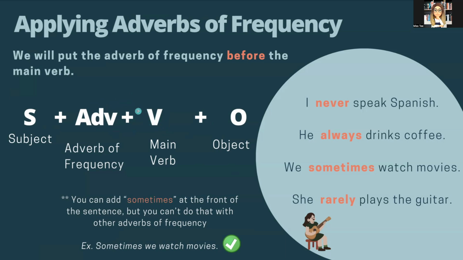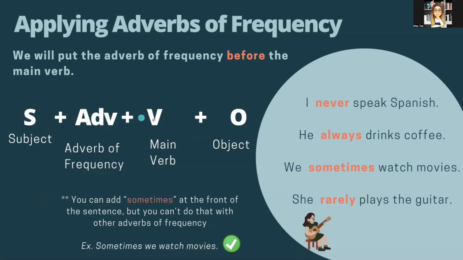There is one case where we don't always follow the structure or rule, and that is the case of the word sometimes. So you can see down here. You can add sometimes at the front of the sentence, but you can't do that with other adverbs of frequency. So you might hear it sometimes being put at the beginning. That's correct with this word. But in other adverbs of frequency, you can't do that. So what do I mean by this? Well, let's look at all these examples over here. We'll look at the breakdown and then we'll look at the special case of sometimes.